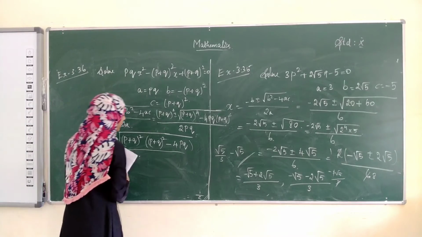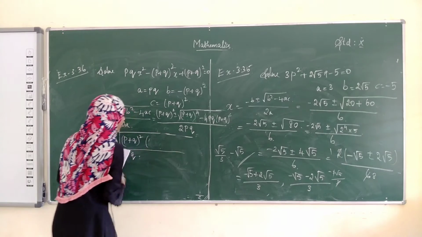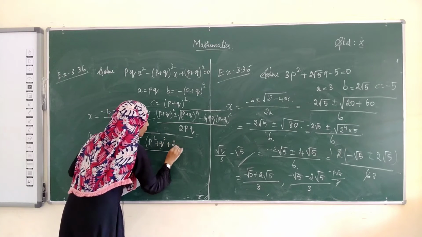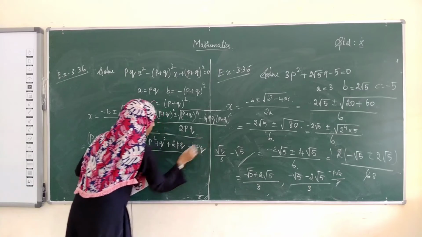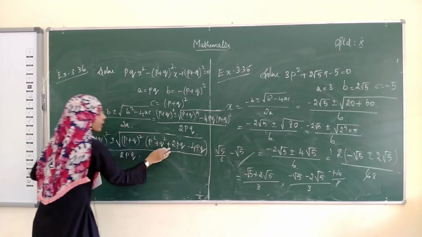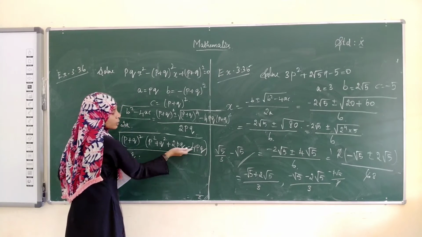Okay. See here, this can be written as p plus q the whole square, that is p square plus q square plus 2pq, minus 4pq. Right? So what does it become? See here it is 2pq and here it is minus 4pq. While adding this, what do we get?